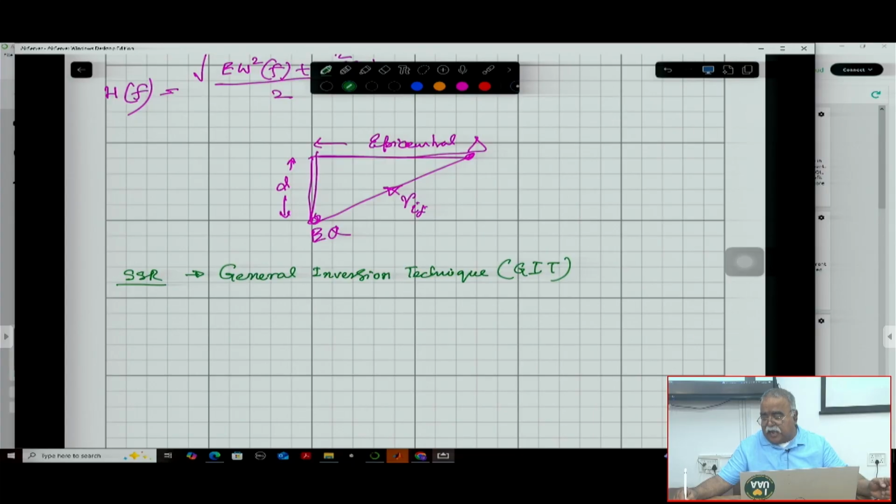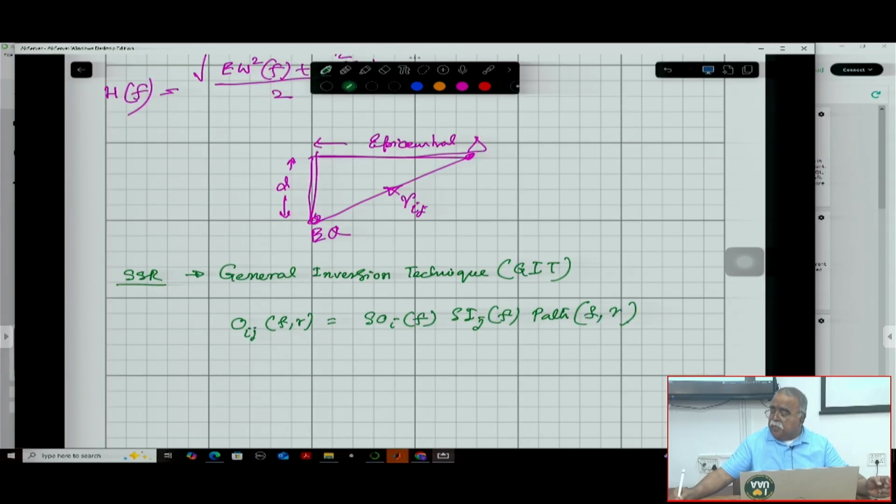Now, again, I am writing O_ij, observed ij at F and R, is equal to your source path, whatever the source path is, that's fine, into the site path, and then there is a path, the path factor, right? So path will be equal to P(F,R). So this is the case. Now, it is in the frequency domain, so that means the spectral part, okay?